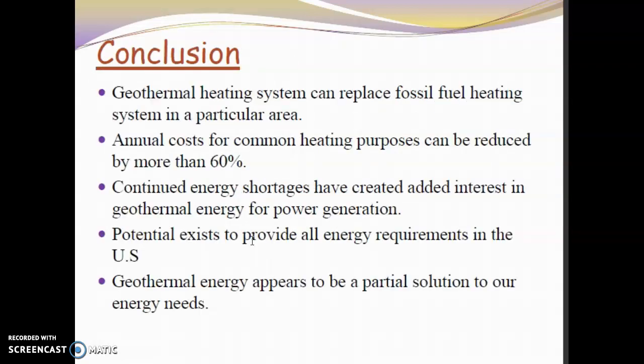A geothermal heating system can replace fossil fuel heating. The annual cost for common heating purposes can be reduced by more than 60%. Continued work on energy storage has created added interest in geothermal energy. The potential exists to provide all energy requirements in the US. Geothermal energy appears to be a partial solution to our energy needs.